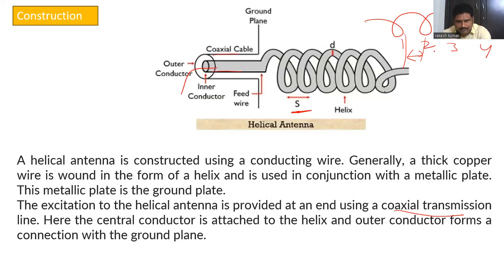For example, if we unroll one turn of the helix, so this is one turn. If you unroll one turn of the helix, then we have the circumference C, and the spacing between the turns is represented with S. C is the circumference, S is the spacing.